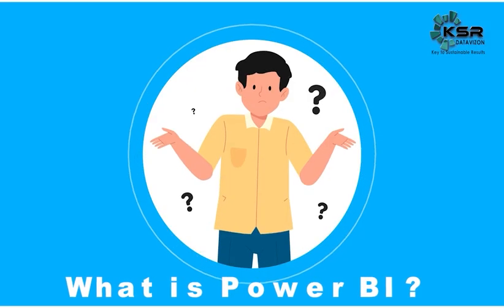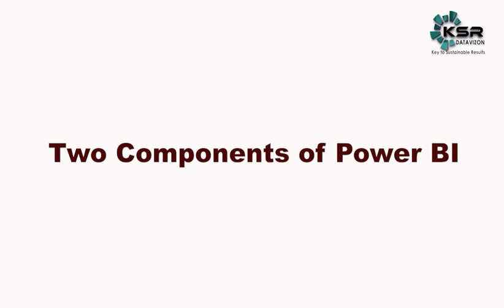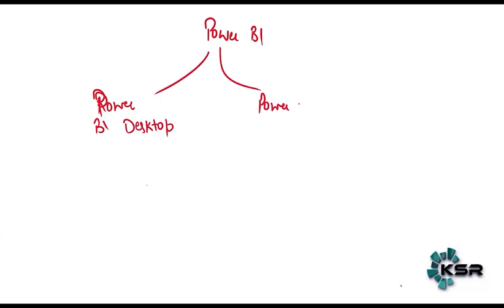If someone is asking you what is Power BI, even a layman person is asking, you can tell them this. Basically, there are two components of Power BI that you will be using as a Power BI developer when you will be working on Power BI reports. Those will be Power BI desktop and the other will be Power BI service. Power BI desktop is a desktop application with the help of which you will be developing your Power BI report.